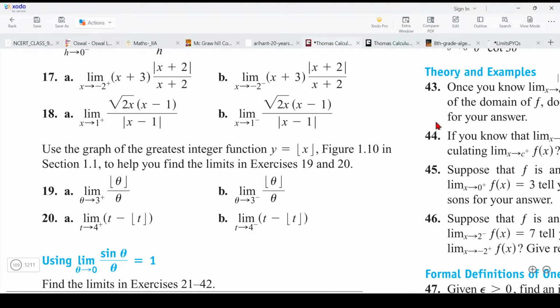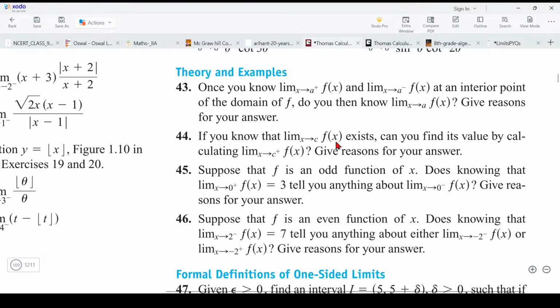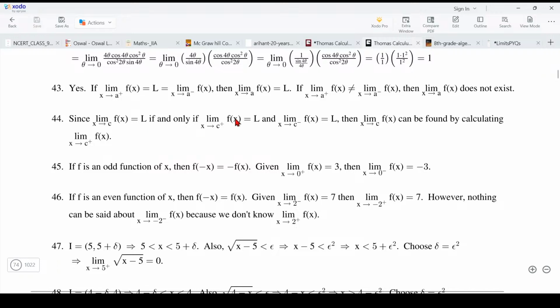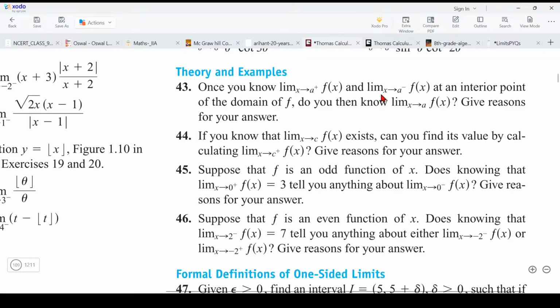Okay, fine. Now, if the limit as x tends to c exists, can you find its value by calculating the limit as x tends to c plus? Obviously, if it exists, that means the limit as x tends to c plus should be equal to the limit as x tends to c minus, and that should be equal to the limit, right? So that's what he is also mentioning. If it exists, both should be equal to the same number. So that's why the limit exists. Very good.